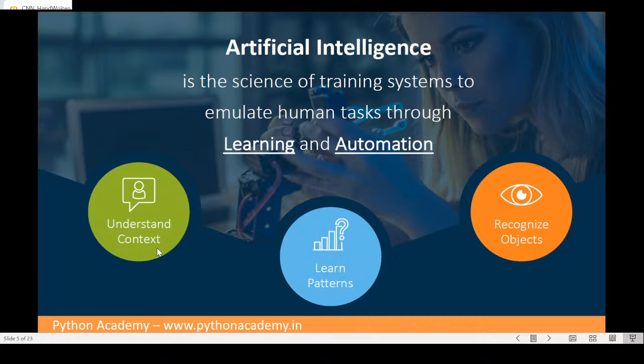In that, the machine needs to understand the context, how it is used, and learn the patterns from the inputs. Input is nothing but the past. Through the past it has to understand how to go ahead and then recognize the object. So these are the different ways we can use AI.